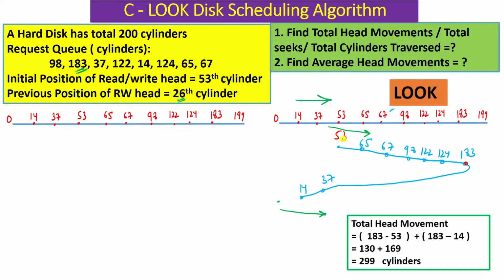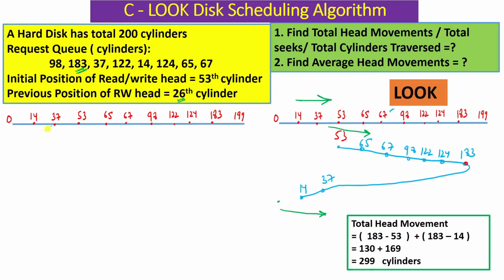Let's say we are going in this direction, so we will complete the requests in this direction only. We will not complete any request in the back journey or the return journey. This was the meaning of not servicing requests in the back journey. So let's apply this C-LOOK algorithm on this example.